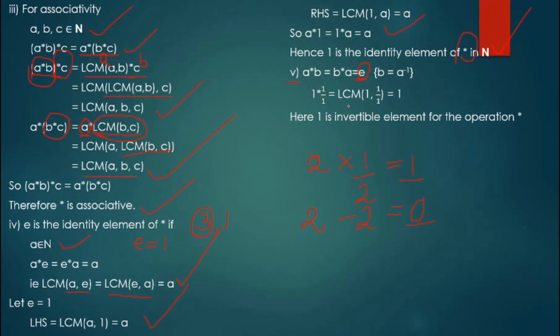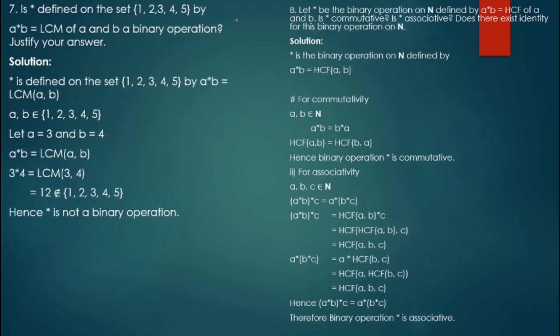So here we have LCM. This is A and this is B. So LCM of 1 comma 1 by 1 is nothing but 1 itself. Is it okay? So here B is nothing but A inverse. So A star A inverse, A inverse star A equal to E. So here 1 is an invertible element for the operation star. Is it clear? Next we move on to our 7th question.